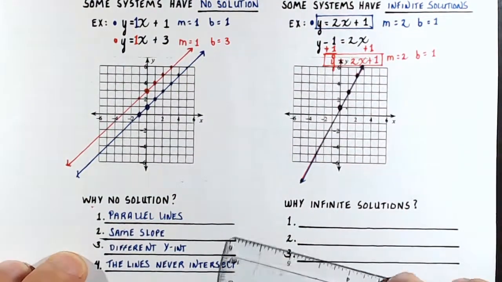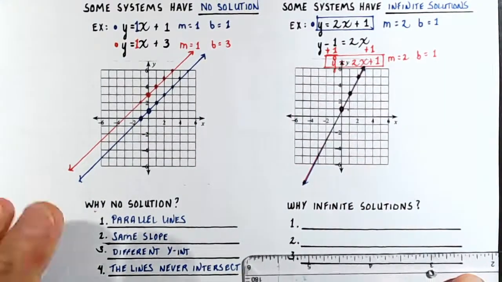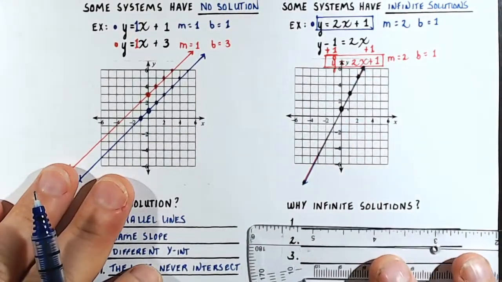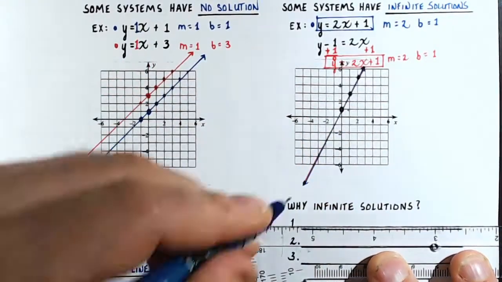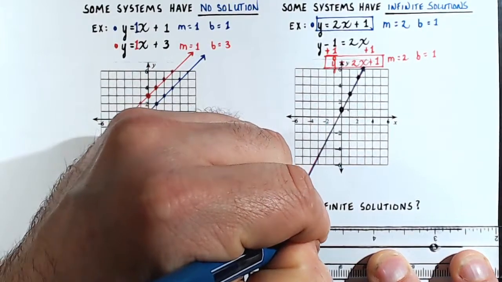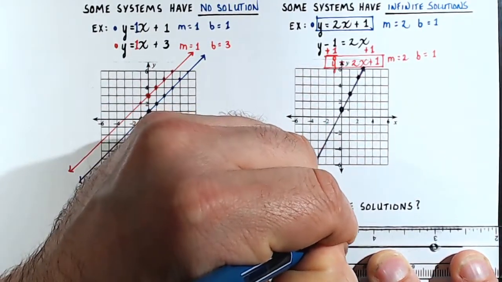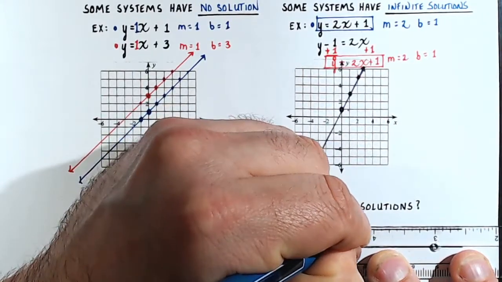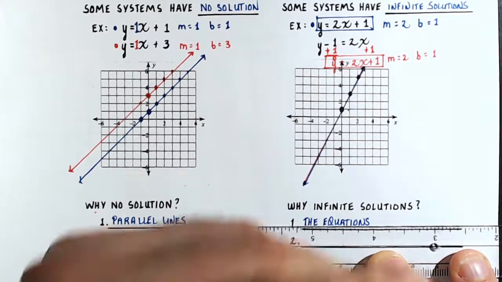Okay? So why are there infinite solutions? We can write something like the lines, or the equations, I'm going to move my hand, the equations are the same.